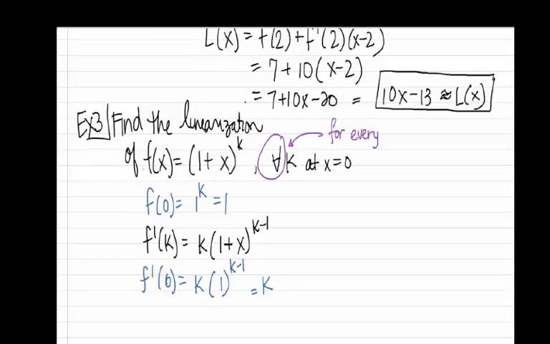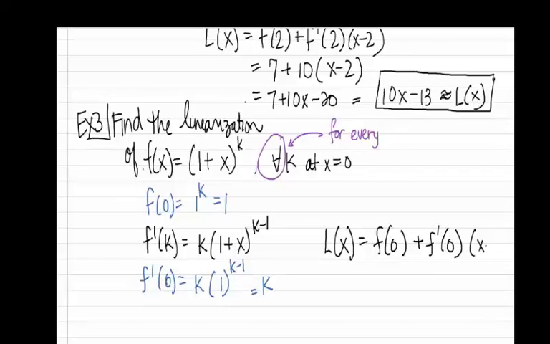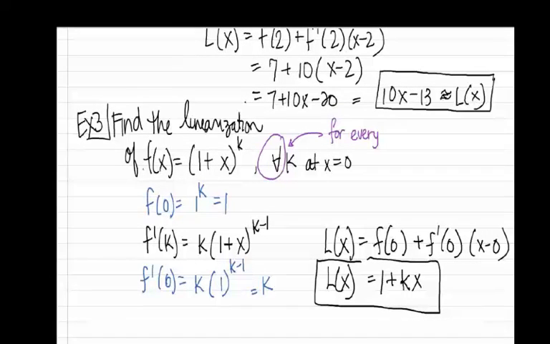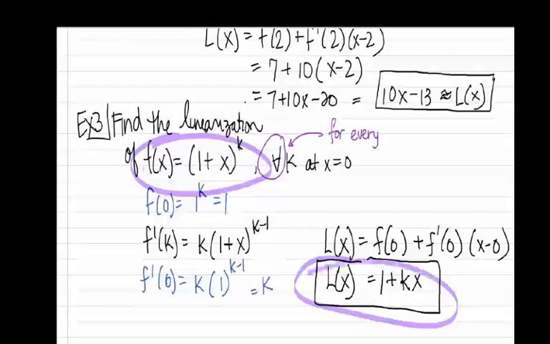So writing out our linearization, L of x is going to equal f of 0 plus f prime of 0 times x minus 0. So f of 0 is 1, f prime of 0 is k, times x. So that means if we have a function of the form 1 plus x to the k power, its linearization is going to be 1 plus kx. So let's do one last example based on this.